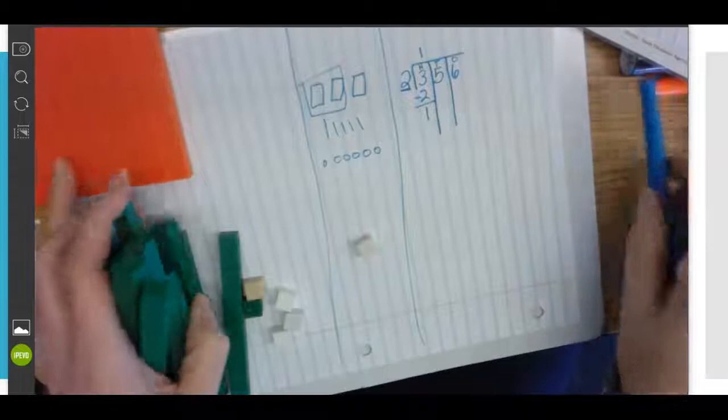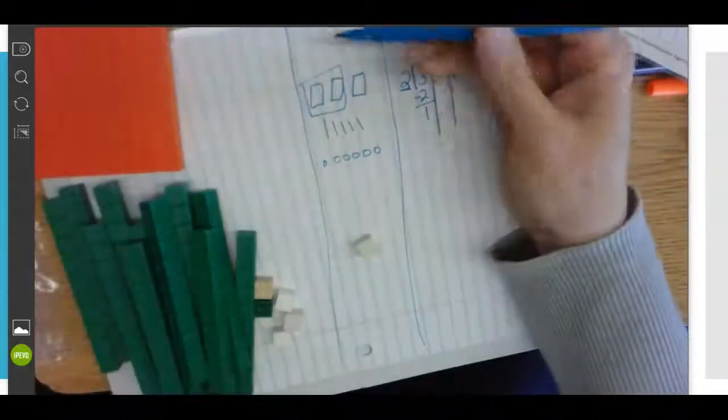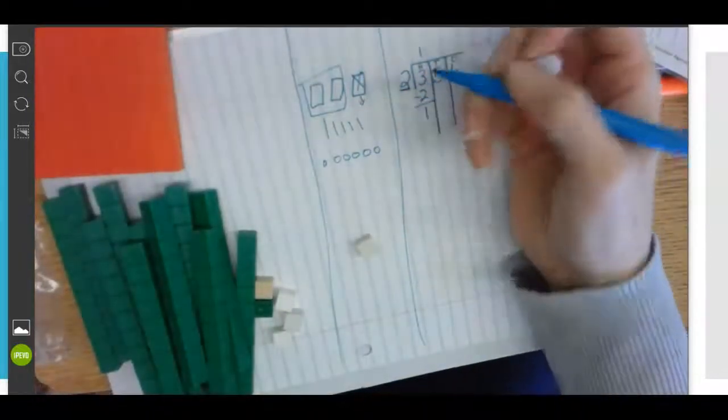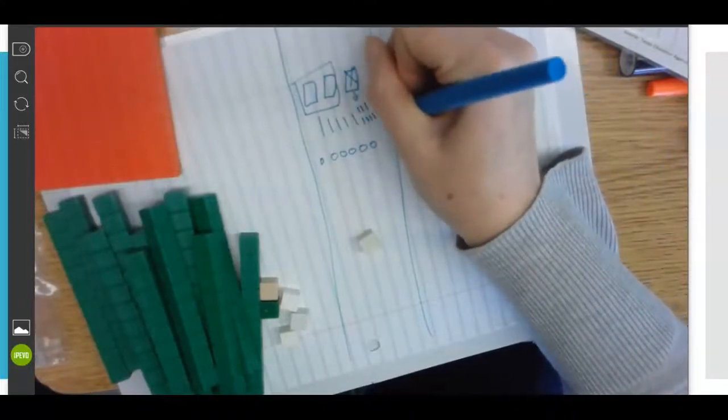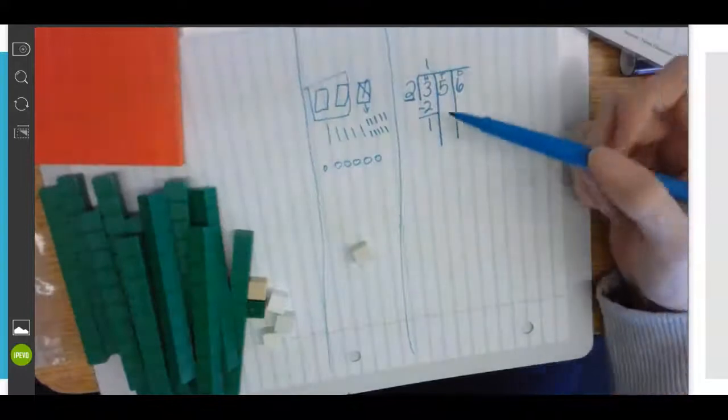Same thing what I'm going to do here. In my drawing, I'm going to do the same thing. I'm going to mark it out and put an arrow down, and I'm going to take it and make 1, 2, 3, 4, 5, 6, 7, 8, 9, 10. Right? Now I have 10.